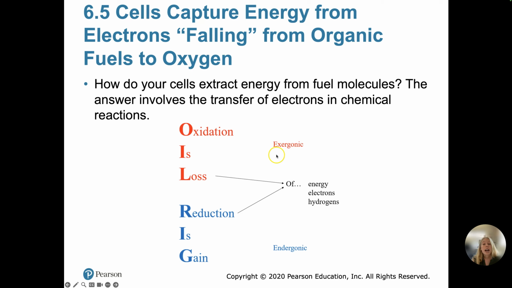Oxidation is exergonic, so energy is given off when oxidation occurs and energy, electrons, or hydrogens are lost. Reduction is a gain of the energy, electrons, or hydrogens and is typically endergonic. Energy is required for a reduction to occur. So hopefully you've written down OIL RIG. Just remember, oxidation is loss, reduction is gain.